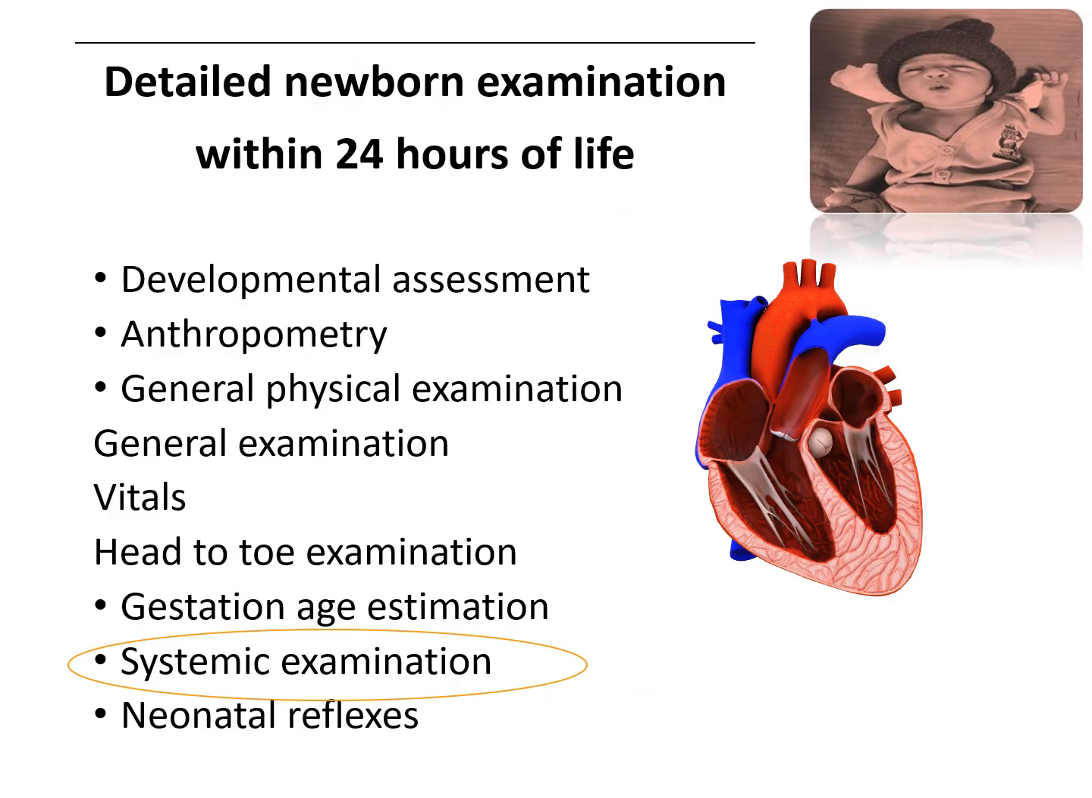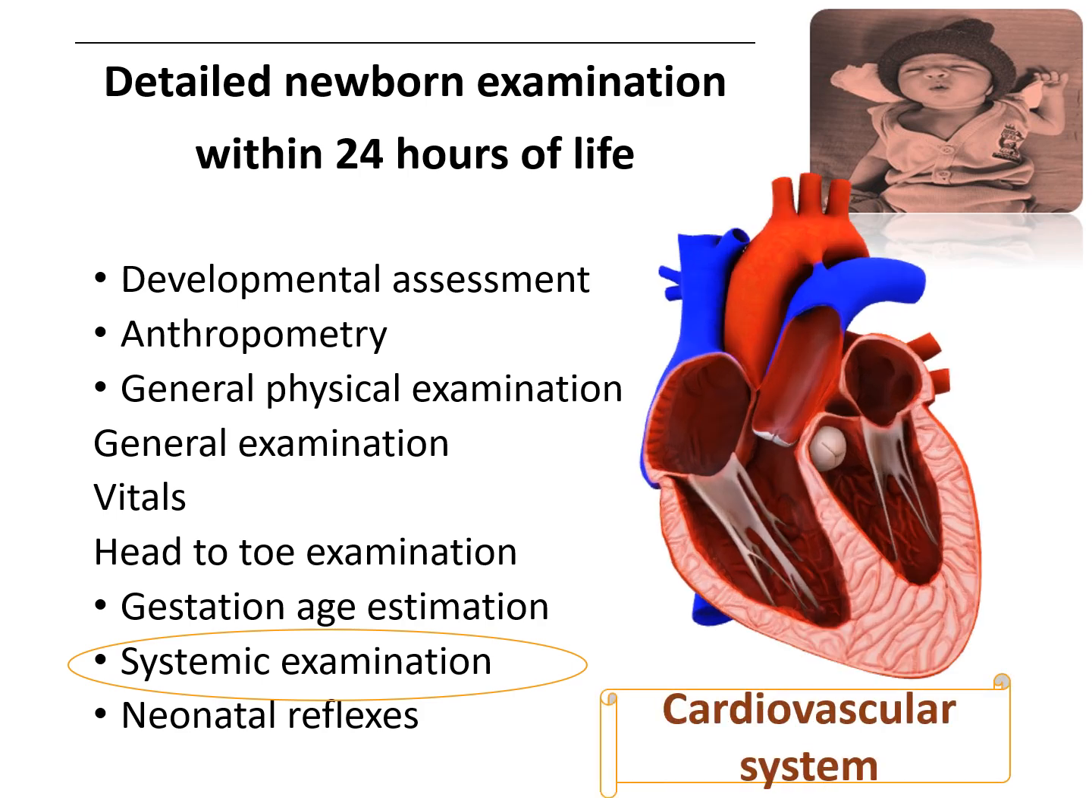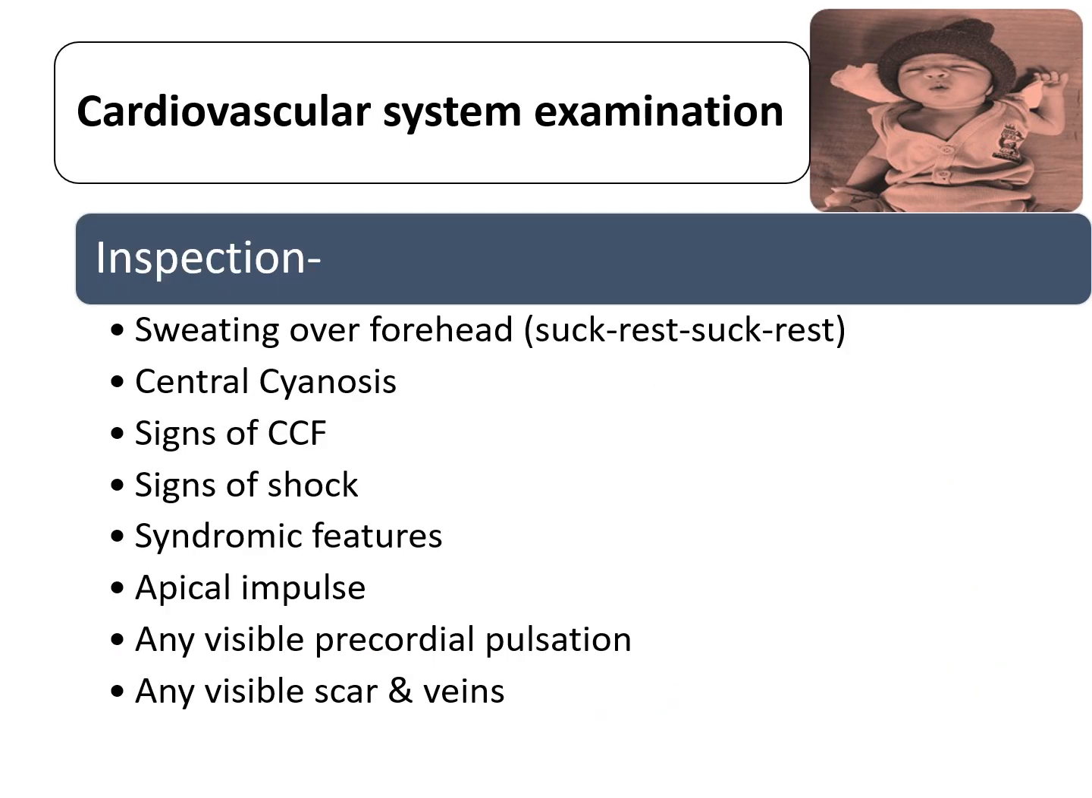Today I am going to tell you the details of cardiovascular system examination in a newborn baby. So first is inspection. In inspection, you have to see whether the baby is having any sweating over the forehead, central cyanosis is there or not, or having normal body color, any sign of congestive cardiac failure, shock, any syndromic facial features. Then check whether the apical impulse is present in normal position or any deviation is there. Any visible precordial pulsation, scar and veins, if present, then we have to mention in inspection.